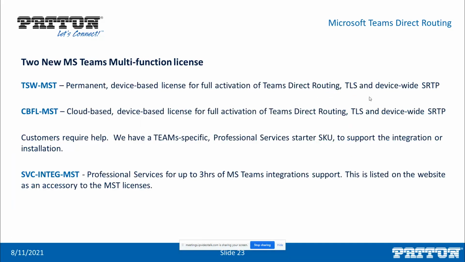So what does that SKU look like? Very simple. We have simplified things. We've had about a year and a half to figure this out and simplify it the best we can. There are really two primary Teams multifunctional licenses here. One is a TSW-MST. That stands for Trinity Software Microsoft Teams. And that is a permanent, hardware-based license. So it's a permanent device-based license for the full activation of the Teams direct routing, TLS, and the device-wide SRTP. So you've got everything that you need to get up and running in the MS Teams environment. It is associated directly with the device you have purchased it for.